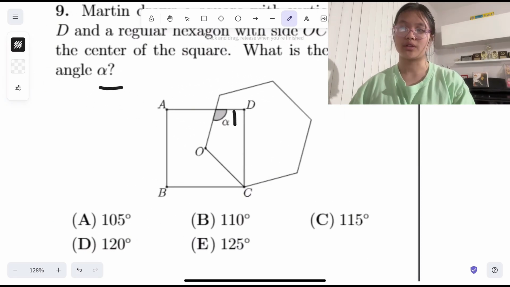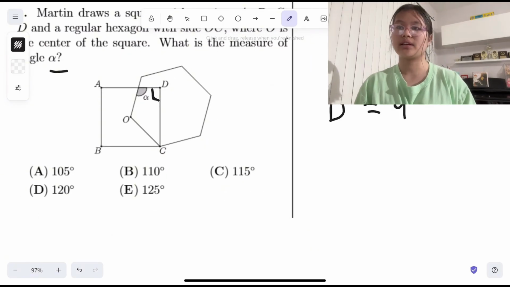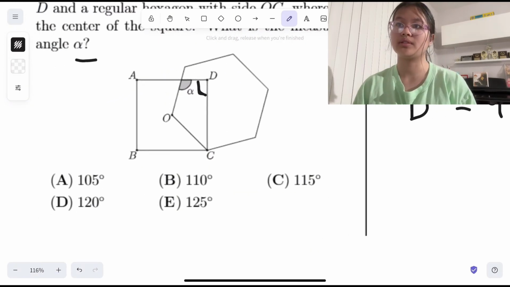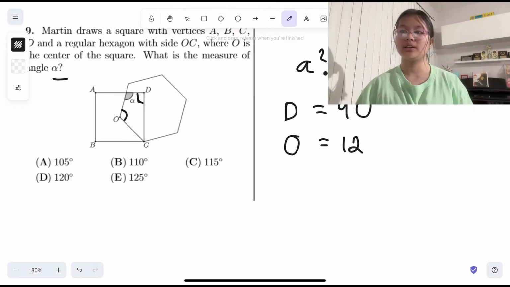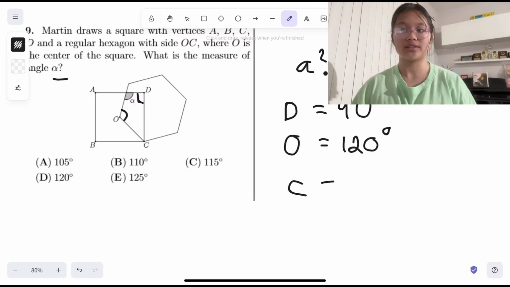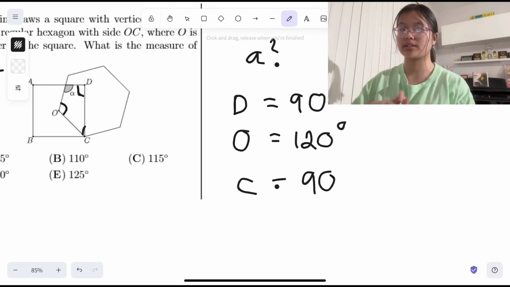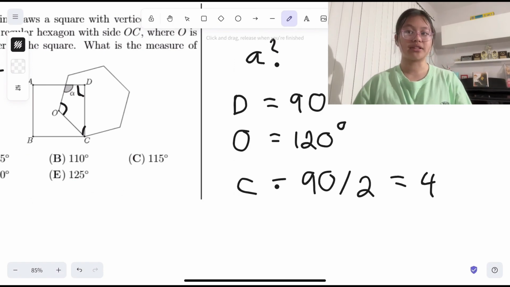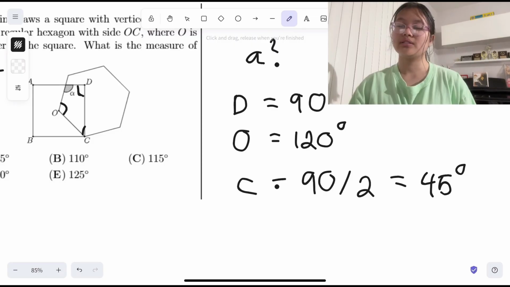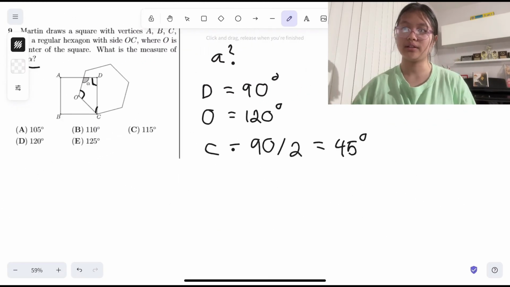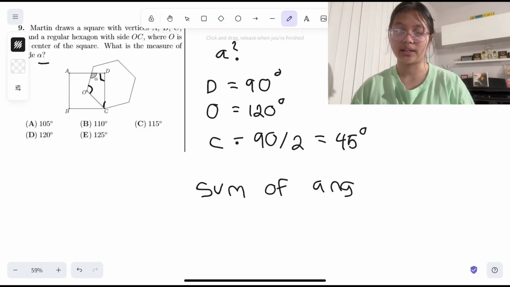So for D on the corner, we know that it's 90 degrees because it's a right angle. So now we can find O because we know that a hexagon has each angle is 120 degrees. That's how we know that. So C, it's also a 90-degree angle, except it was cut in half by the hexagon. So now it's 90 divided by 2. So that's why it equals 45 degrees. So now everything there adds up to 360. Since we know that, that's the sum.